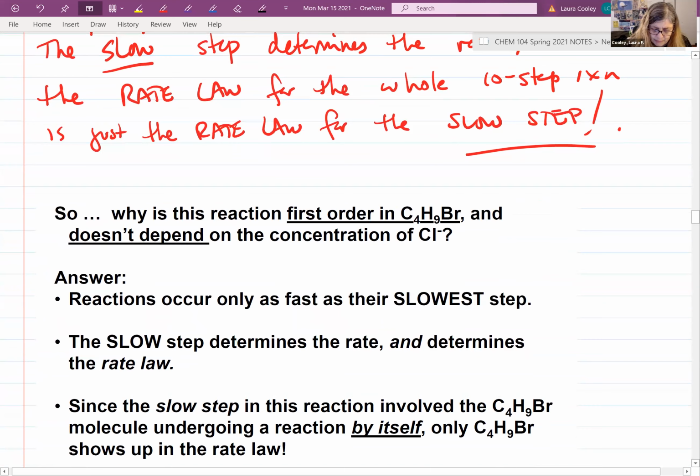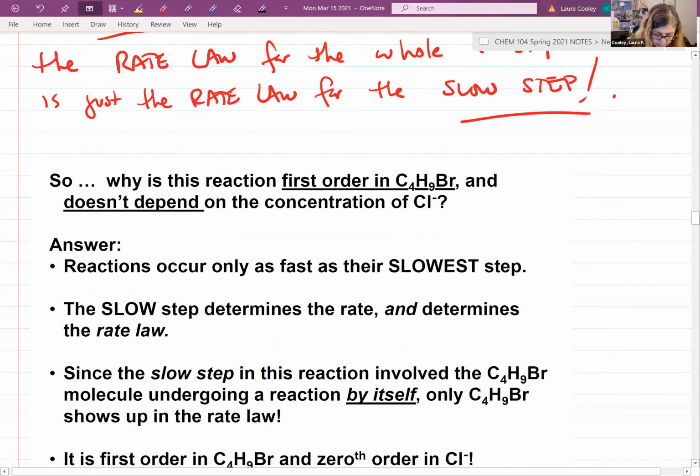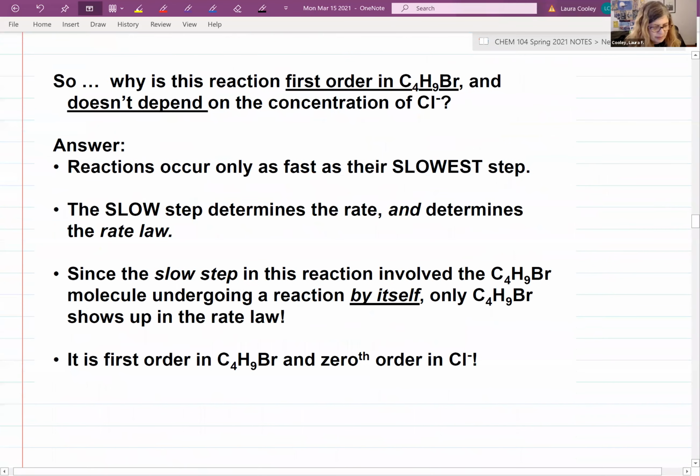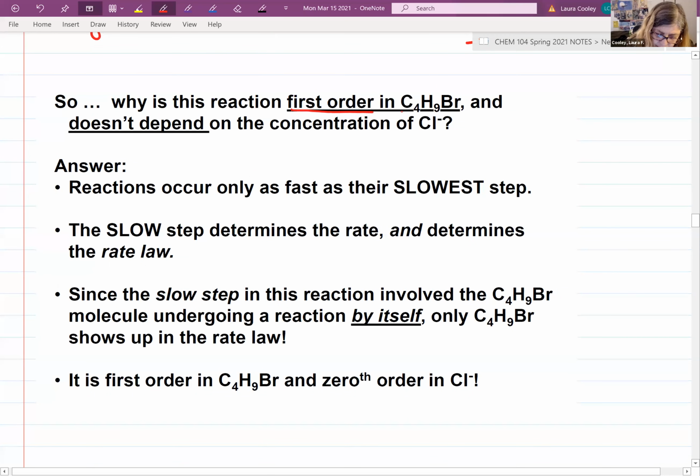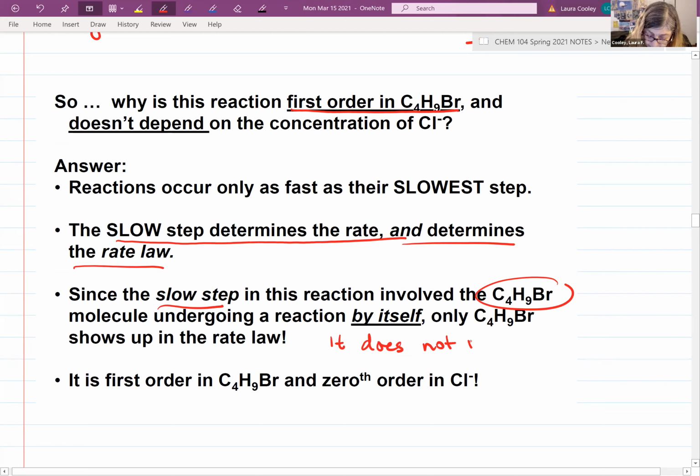And I actually have a great analogy for you. But first let me tell you this. Why is this reaction first order in C4H9Br and doesn't depend on the concentration of chloride? I already told you this. The reason is that the slow step determines the rate and the rate law, and the slow step simply involves this molecule. It does not involve the chlorine. So it's first order in C4H9Br and does not depend on the chloride.